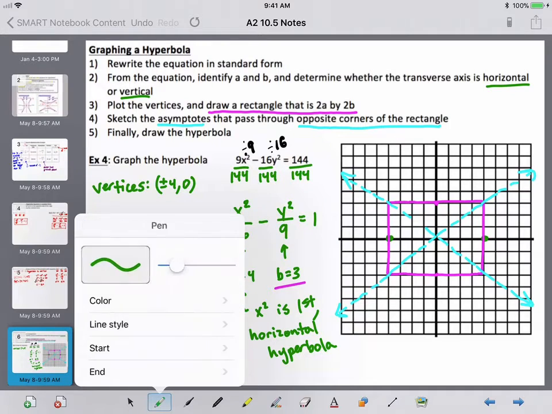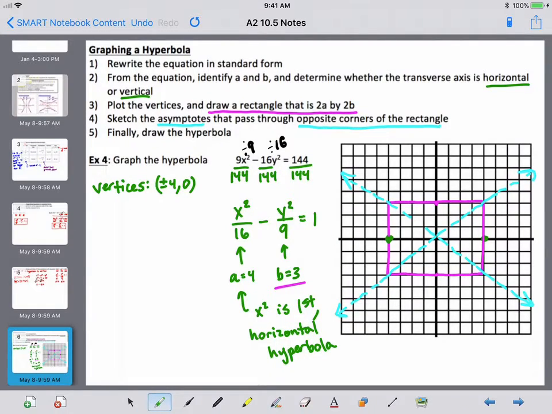So your hyperbola is going to just skim those vertices on the left and right, and it's never going to go past these dashed lines. It's going to get closer and closer to them, but never actually cross. Those are where the hyperbola has to stay inside of those asymptotes. It's going to get closer and closer to them, but never actually go through.